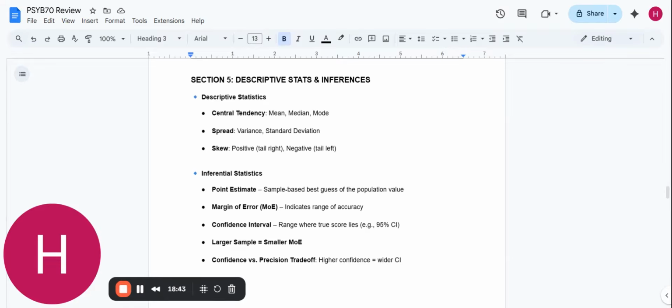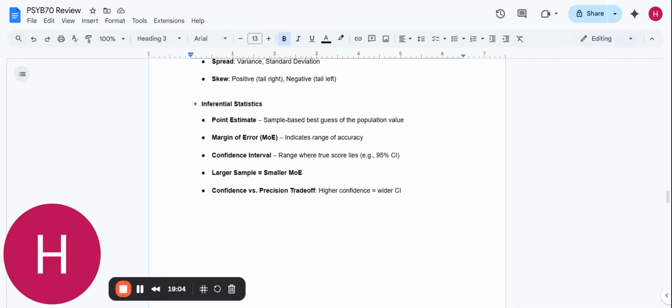And then skewness, which tells you the asymmetry of the distribution. If you have a positive skew, it means that the tail is to the right, so you have lots of lower values and a few very high ones. The negative skew is tail to the left, which means lots of higher values and a few very low ones.